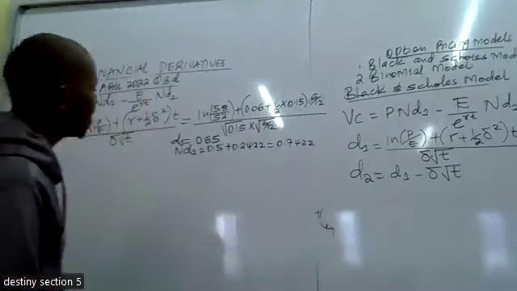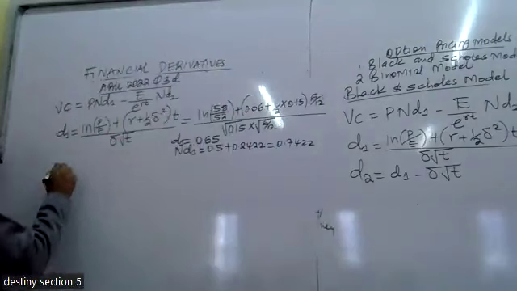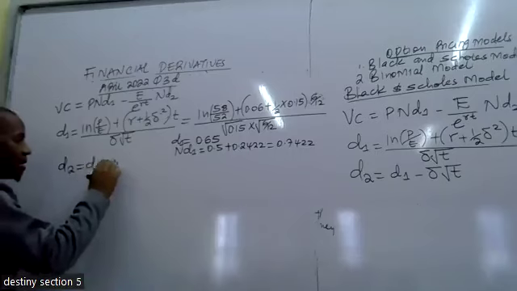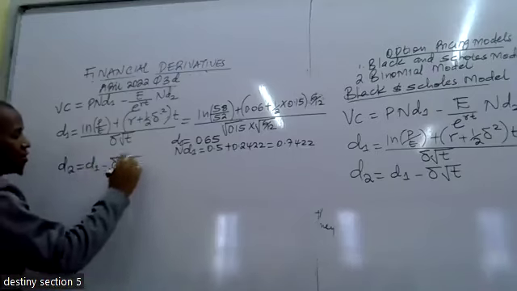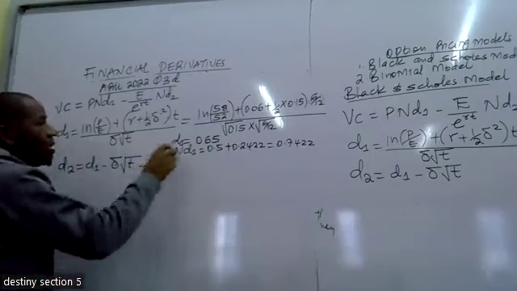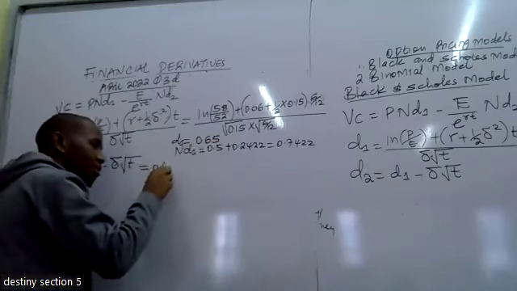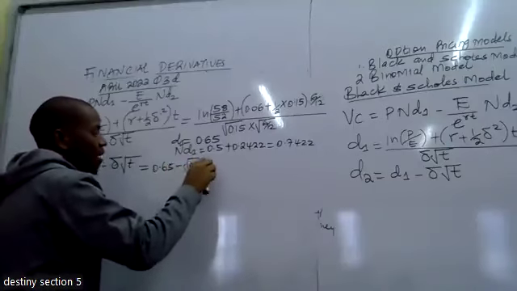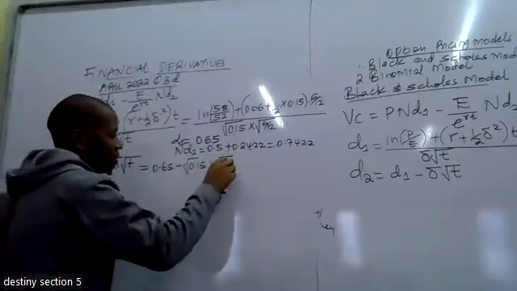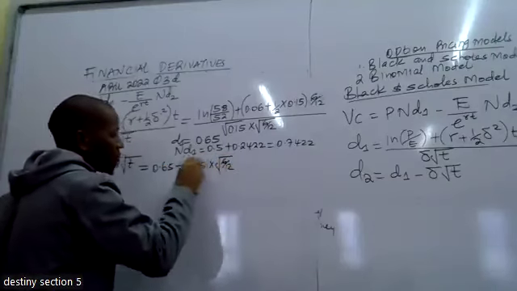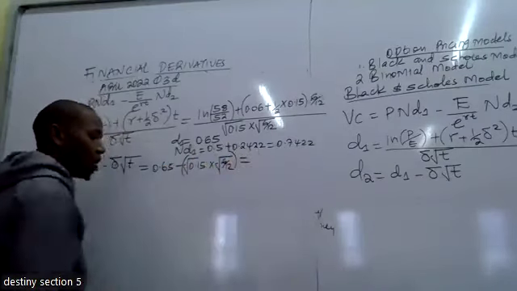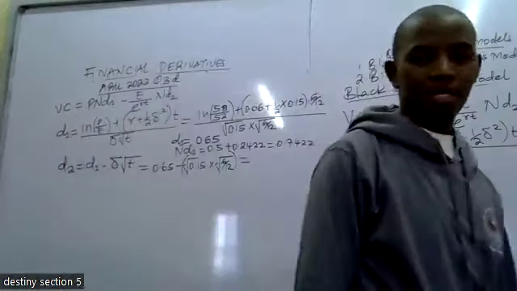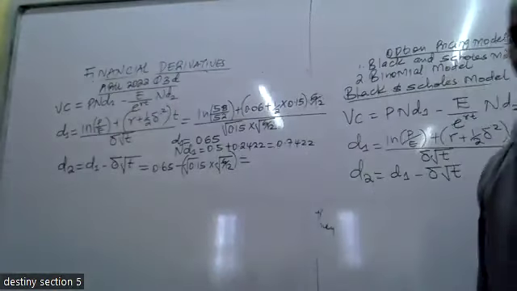Now, that is N(D1). Now we get D2, which is D1 minus the standard deviation times the square root of time. D1 is now what you've gotten at 0.65, right? I get the square root of 0.15 multiplied by the square root of 6/12. That will give you how much? Also in 2 decimal places. How much are you getting?